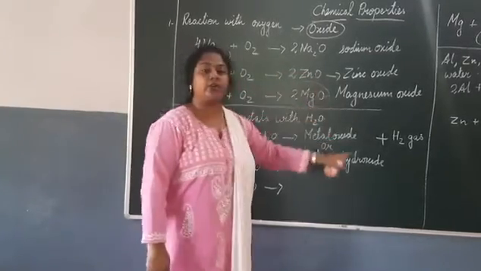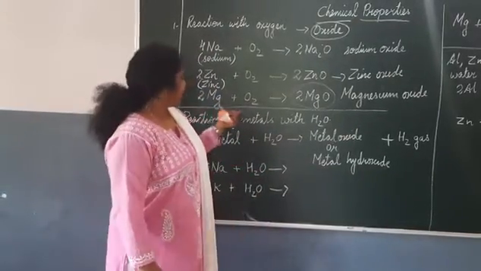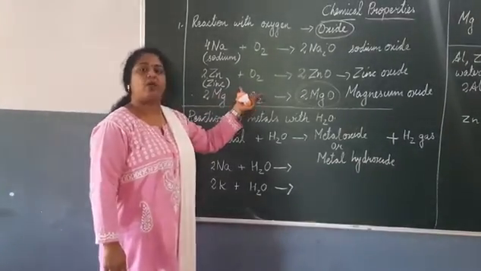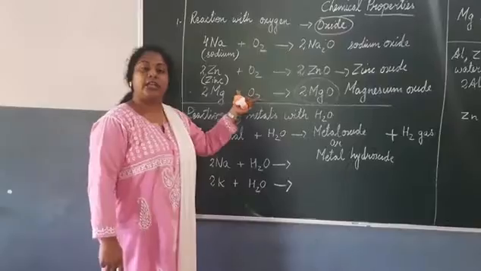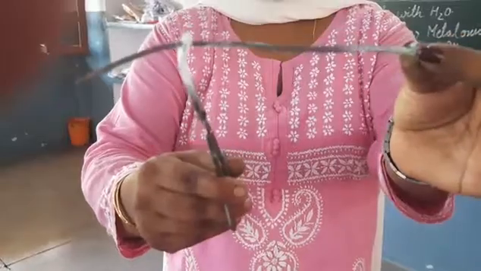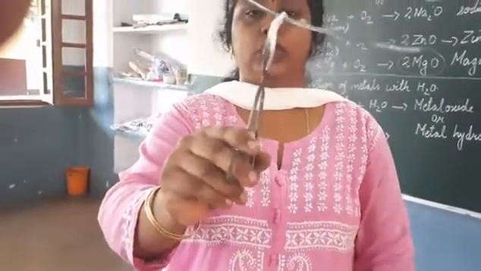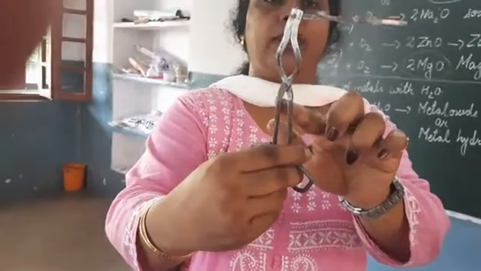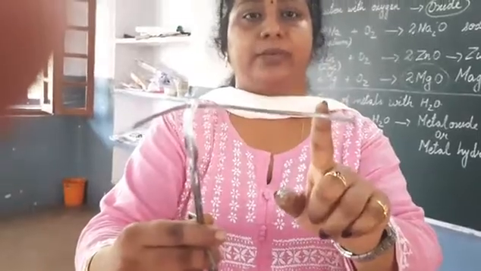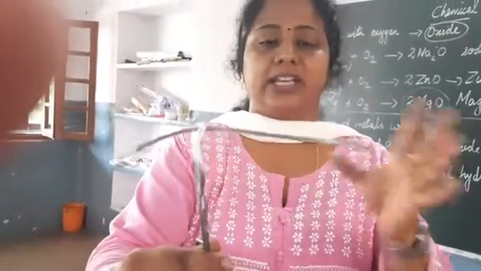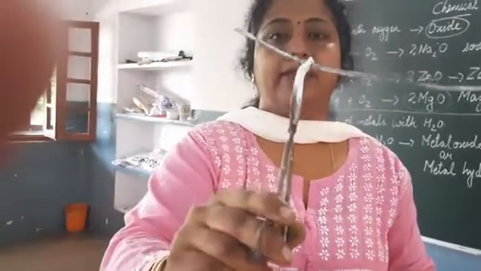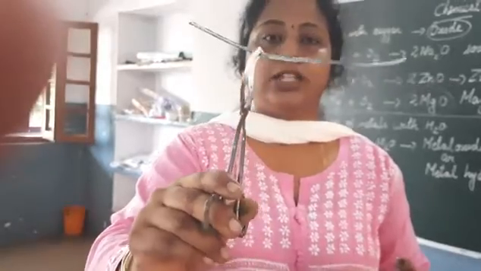Clear? Now in your book there is an experiment given, that is when you burn magnesium in the presence of oxygen. We will see what happens when you burn magnesium in the presence of oxygen. This is a magnesium ribbon. I am holding it with a tong. Why am I holding it with a tong? Because when I burn this magnesium ribbon, it will start burning vigorously with a very bright light. That is why I am holding it with the help of a tong.